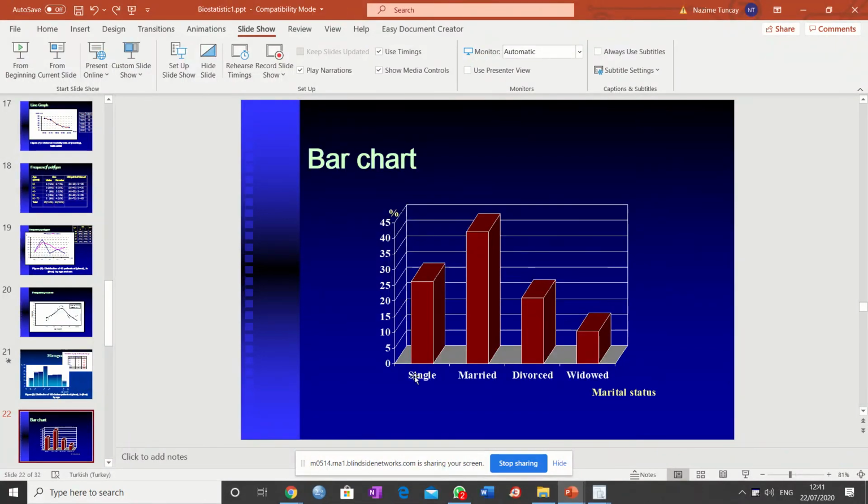And this is a bar chart. A bar chart is not continuous. Here we have single patients, married patients, divorced patients, widowed patients.